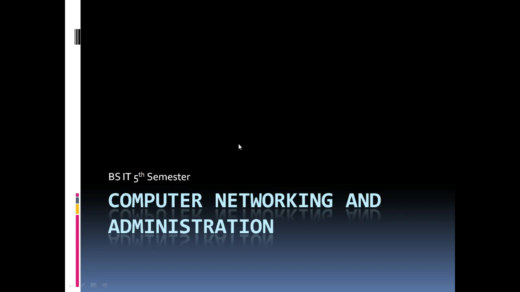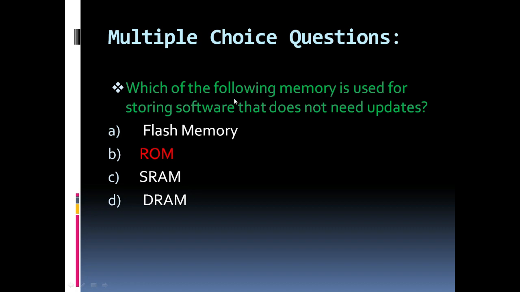First MCQ: which of the following memory is used for storing software that does not need updates? Option A flash memory, option B ROM, option C SRAM, option D DRAM. Answer is ROM. Next MCQ.